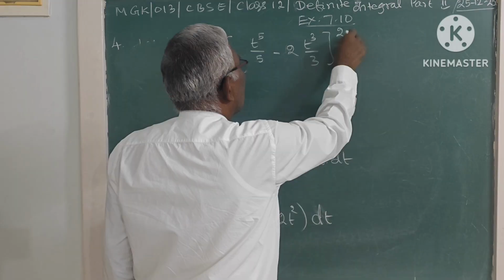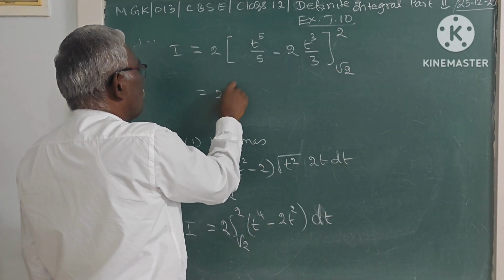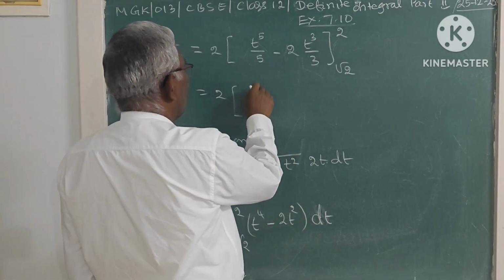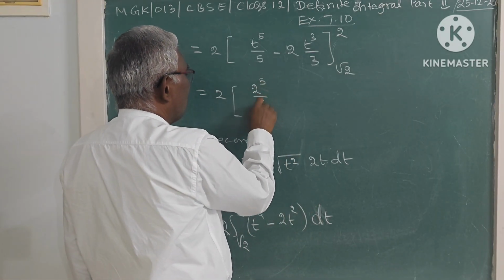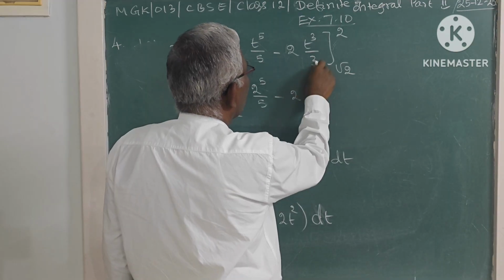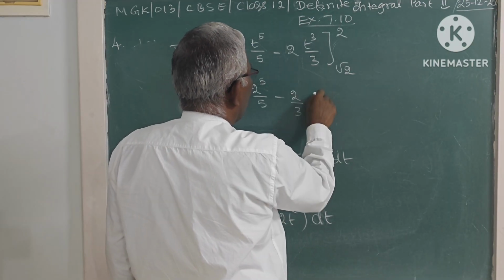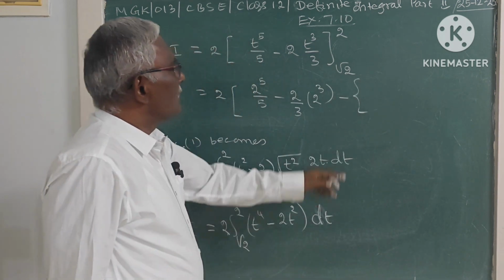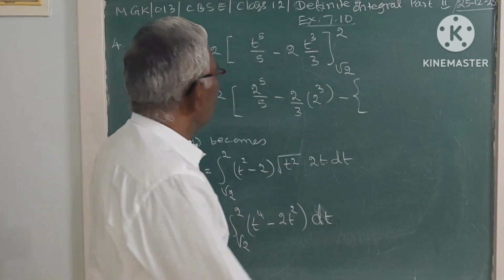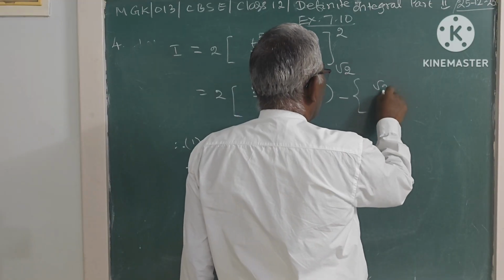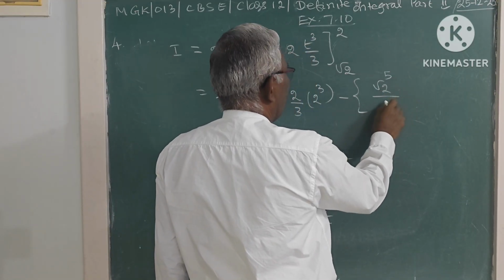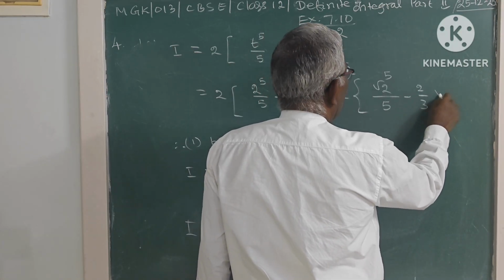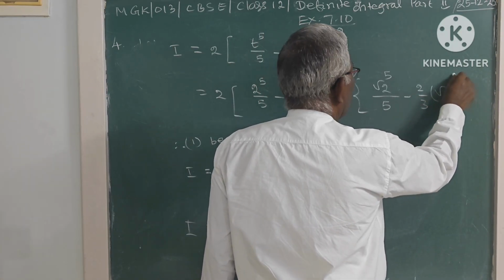Root 2 to 2. 2 times, for t you put upper limit, so 2 power 5 by 5 minus 2 times 2 by 3 times 2 power 3, minus, then for t substitute the lower limit, root 2 power 5 by 5 minus 2 by 3 times root 2 power 3.